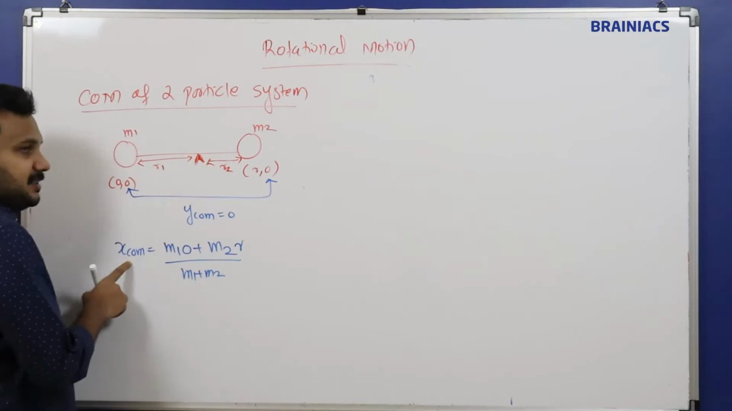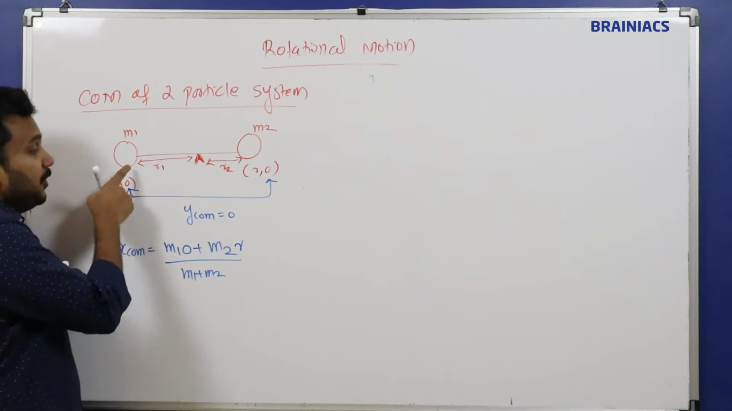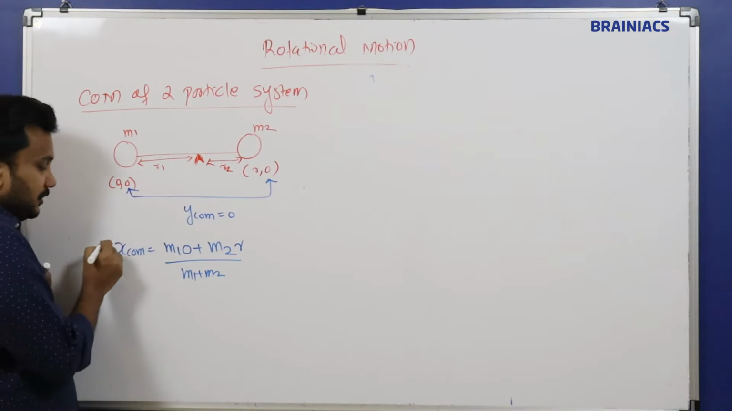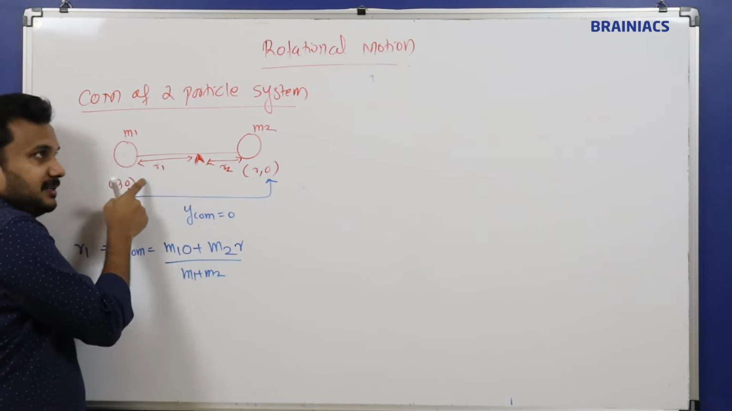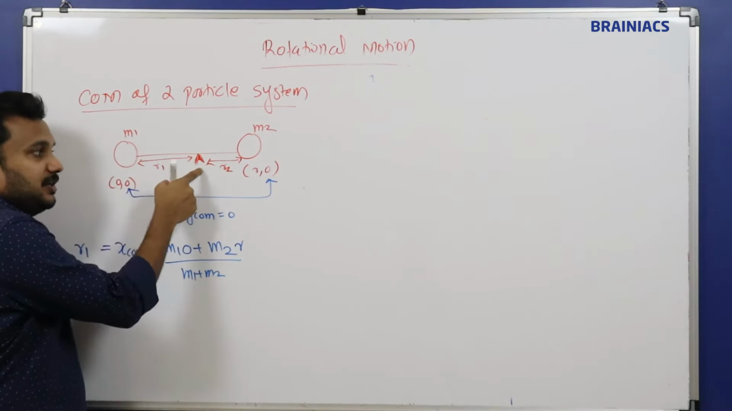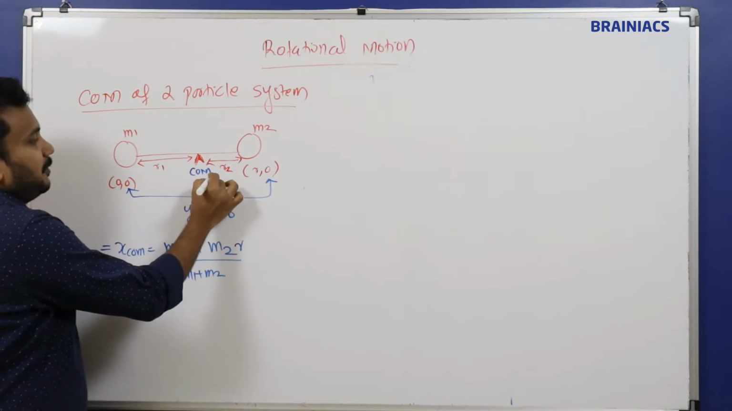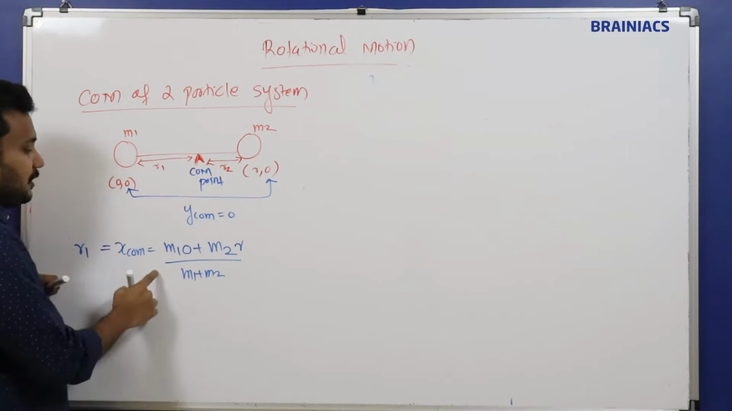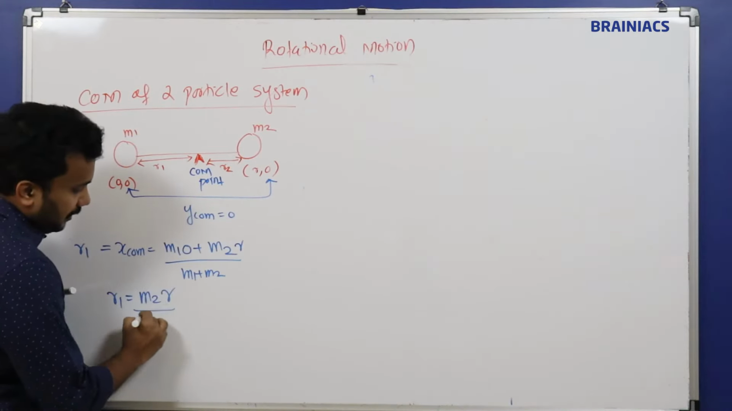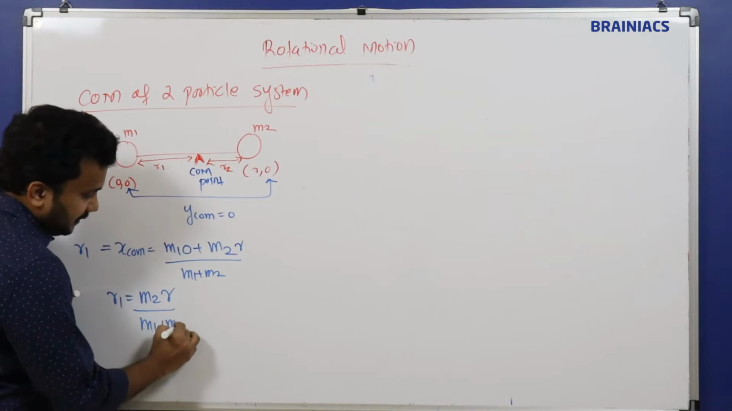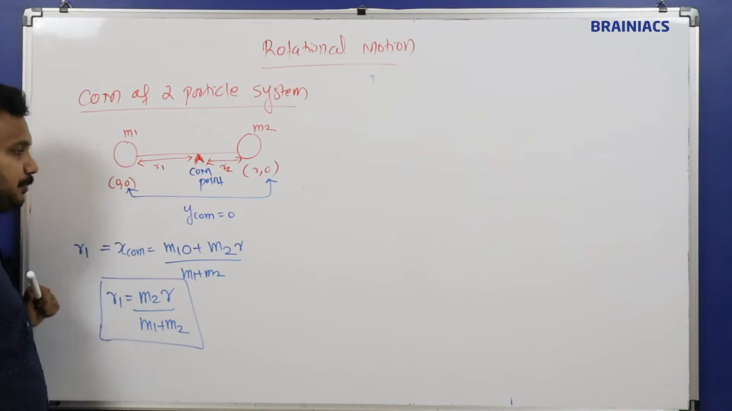X center of mass is the value of the position coordinates from the origin. 0, 0 is the origin. So XCOM is actually what is called R1. That is the distance from the first body to the center of mass point. This is the center of mass point. So that distance is called R1. So I can say R1 equal to M2R divided by M1 plus M2. This is important. I'll tell you why this is important.